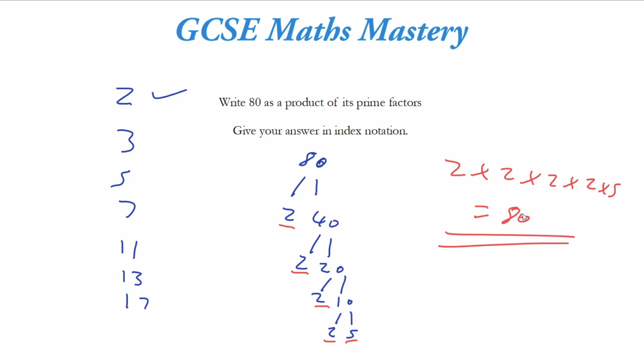Okay, and it's asked to give our answer in index notation, and again we just count the 2's. We've got 4 2's here. That's going to be 2 to the power of 4 multiplied by 5, as that's what's left over, and that is your final answer. Alright, and that's the video on prime factors.